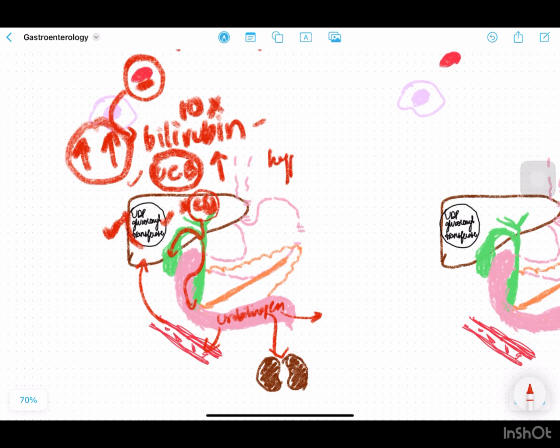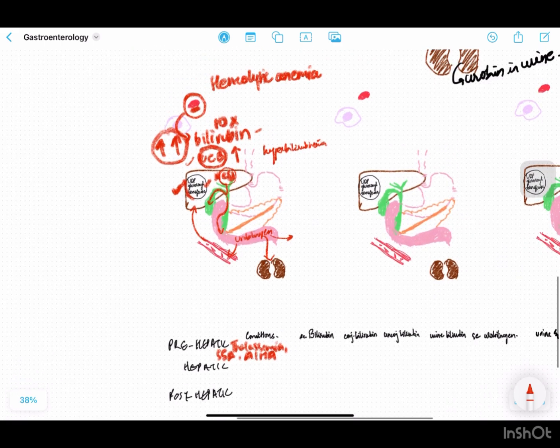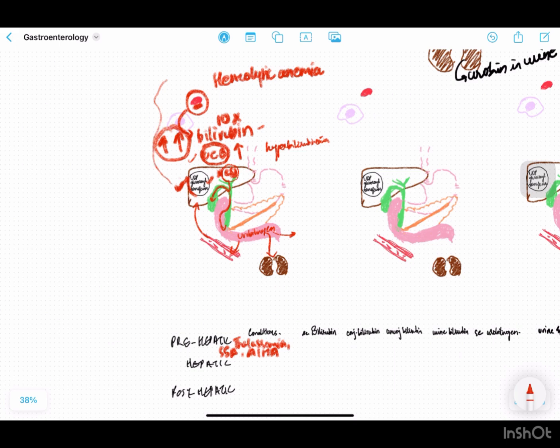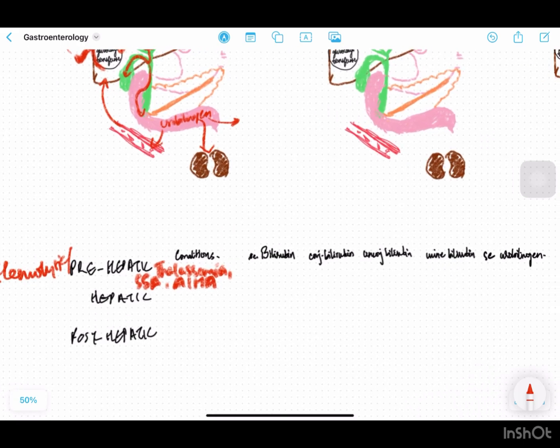What will this cause? Hyperbilirubinemia. What will this hyperbilirubinemia cause? Jaundice. So, because this condition is happening right before it even reaches the liver, we also call it prehepatic jaundice. It is also called hemolytic jaundice because of the reason that we've already discussed.